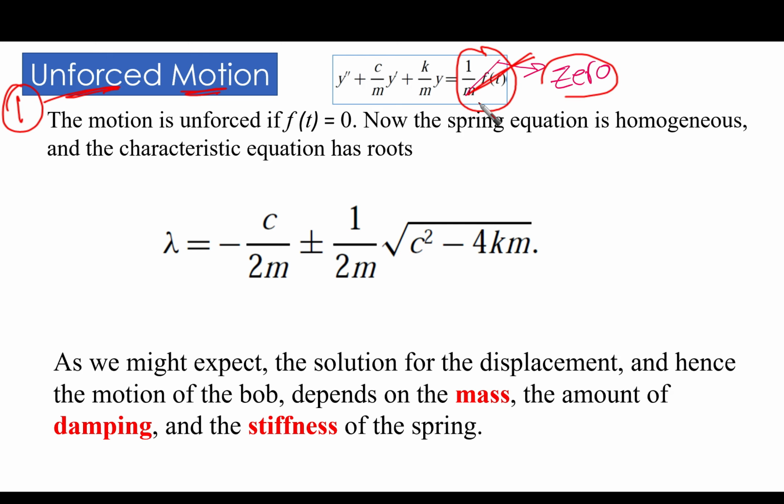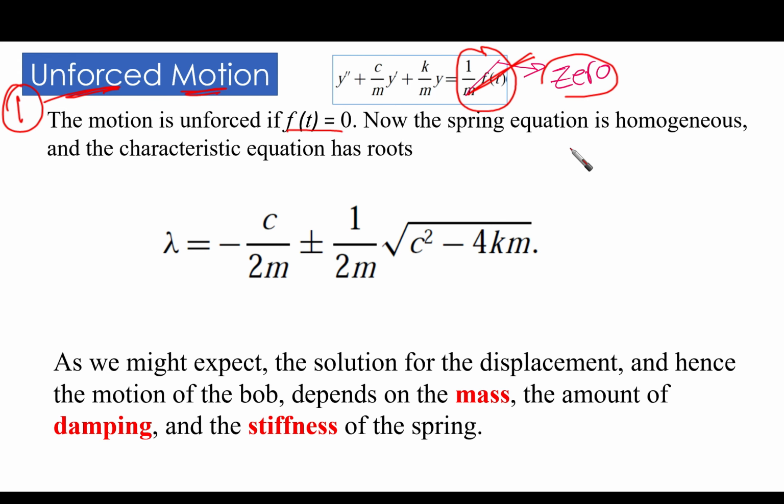We are going to cancel it. So the left hand side is equal to 0, as if f of t equals 0. There are no forces going to be applied on our system. Okay? So the motion is unforced if f of t equals 0.